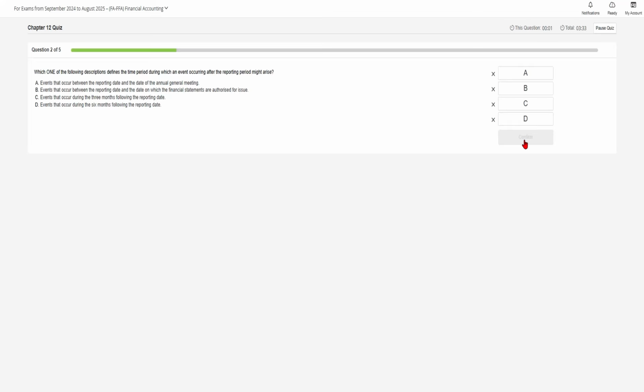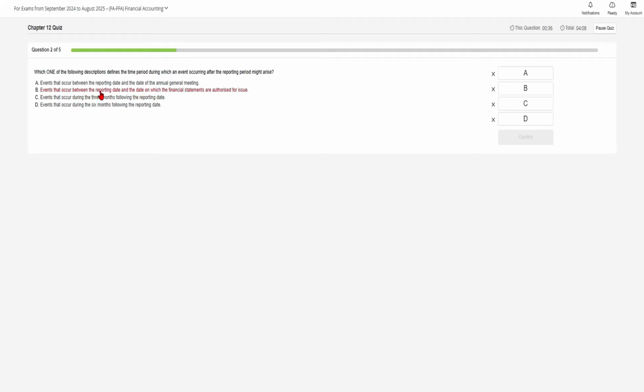The next one is: which one of the following descriptions defines the time period during which an event occurring after the reporting period might arise? See, I told you in the first question as well, those events that occur between your reporting period and the date on which the financial statements are authorized for issue is the time period which is covered by the standard IAS 10. So let's read out the options, then we will come to the right answer.